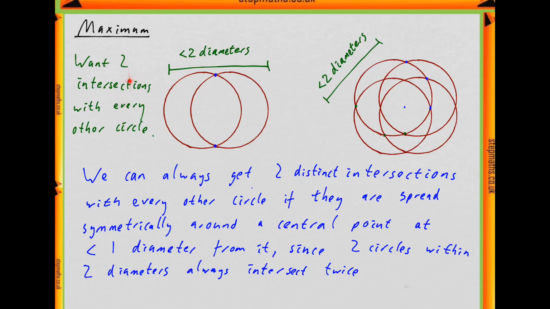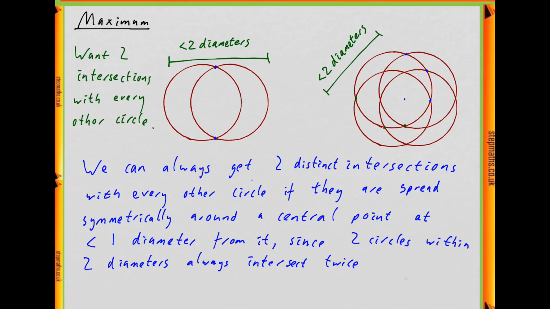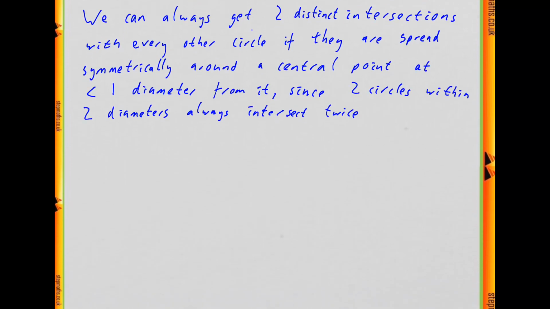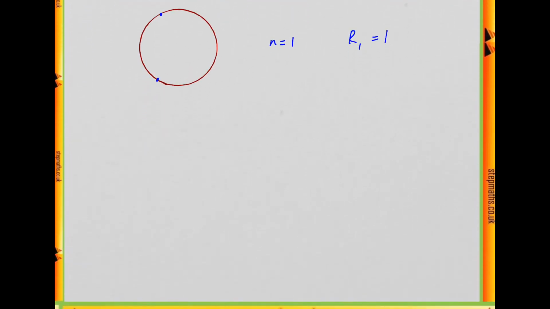We can always get exactly two intersections with every other circle. And we were saying before that for each new intersection we get one new arc and we get one new region. So let's go through the values of n. So if we start with n equals 1, we just have one circle again, and the number of regions is 1. And now I've drawn these 2 points down because this is where I'm going to attach my next circle.